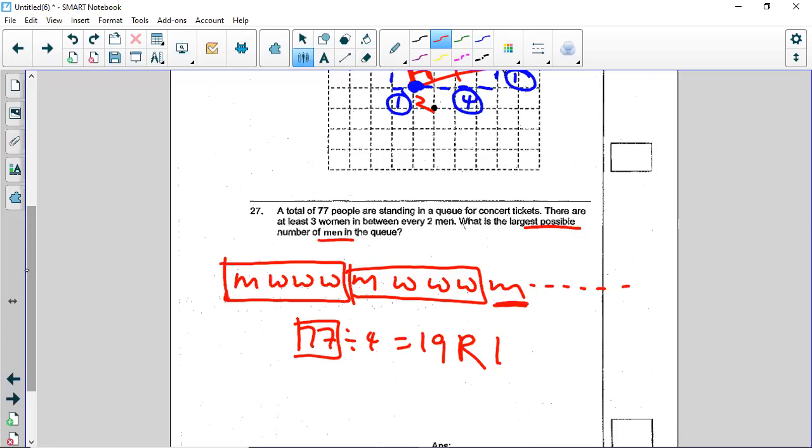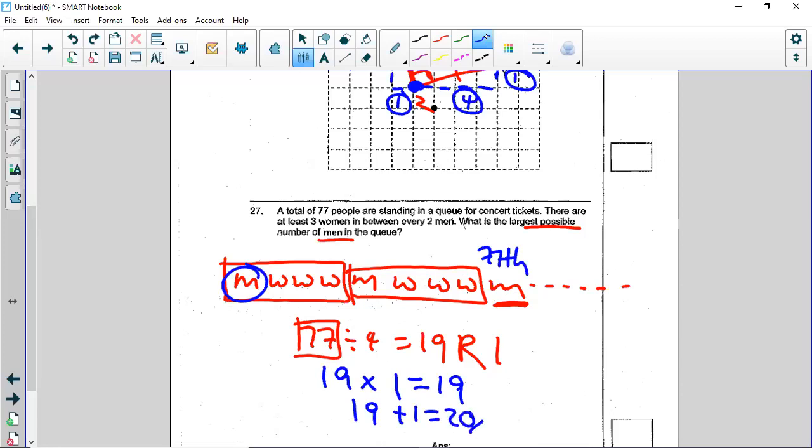So the last person, or the 77th person, what kind of person is that? That's a man. Okay, so how many men are there in the queue? So if one group has 1 man, I got 19 groups, so 19 times 1, I got 19 men, plus the last person, who is also a man, I get 20 men.